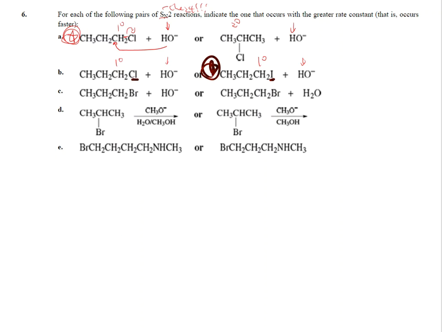Now let's take a look at C. We have a three-carbon chain with bromine and OH, and a three-carbon chain with bromine and H2O. Which one's going to be better?